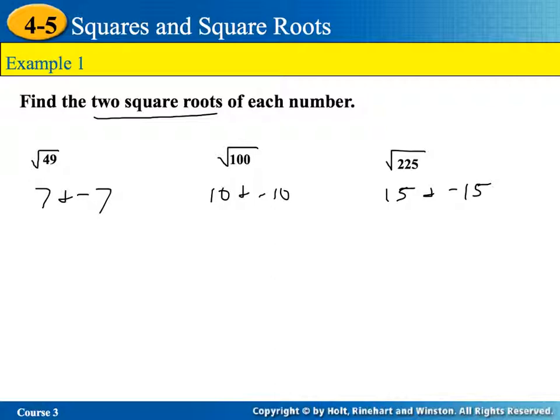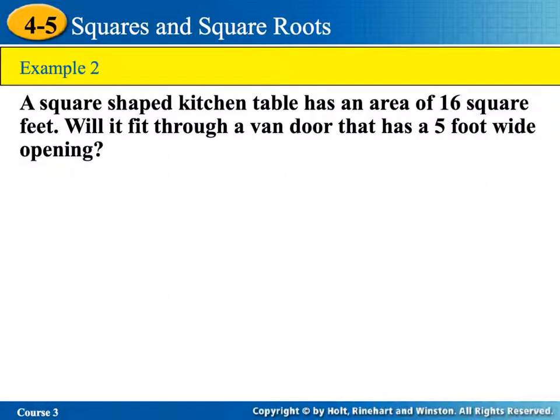Okay, so now if you look at this, we've talked about problems like this. I want you to write this down and then I will explain. So pause now to write it down and then I will explain the problem. All right, so when you look at this, hopefully you didn't finish this quite yet. It said a square-shaped table has an area of 16 square feet. Will it fit through a van door that has a 5-foot wide opening?